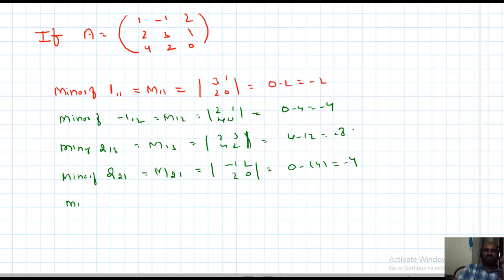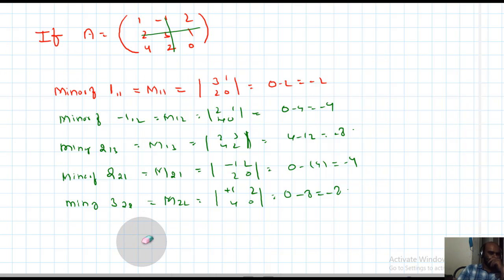Okay, next minor of 3. I want 3, that is 2 2, second row second column element, that is M22. That row, that column should be removed. What happened? 1, 2, 4, 0, that is 0 minus 8, equal to minus 8. So in this way you can find the minors of all the elements.